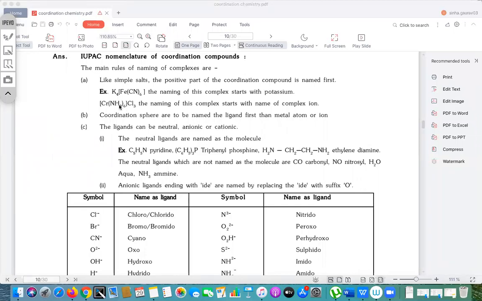Here, it is the complex cation. So we'll write down the name of the cation first, that is the complex part, and then in the last, with a space, chloride. Okay, the name of this complex starts with the name of the complex ion, which is this. Means whatever positive ion is there, we'll write down the name first. K4[Fe(CN)6], here we'll write down the name of this first.